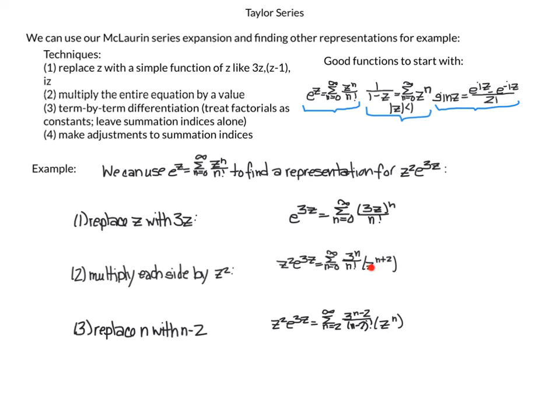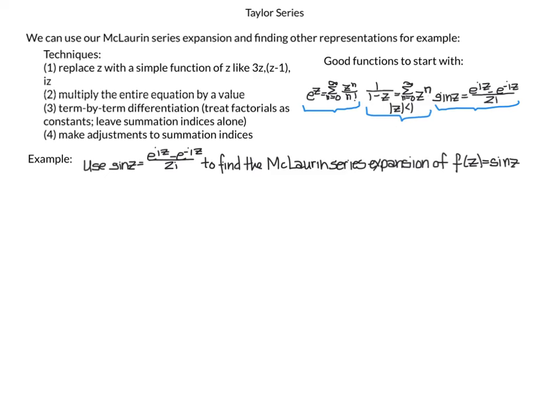But normally we like this to be in terms of z to the n. So we can do one more step, which is to make adjustments to the summation indices. If we start at n equals 2, since we advanced our summation by 2, we need to walk back all of these n's by 2, or we can think of this as just replacing n with n minus 2. So here we get 3 to the n minus 2 over n minus 2 factorial, z to the n. So this is our final representation, a Maclaurin series representation of z squared e to the 3z.